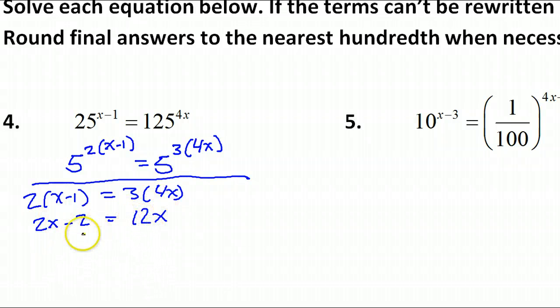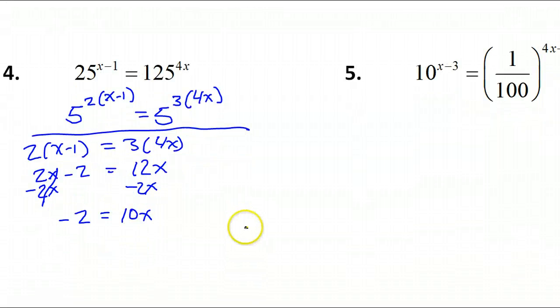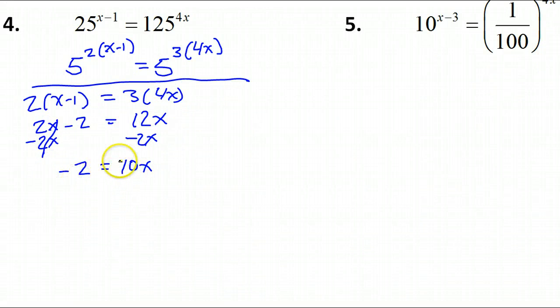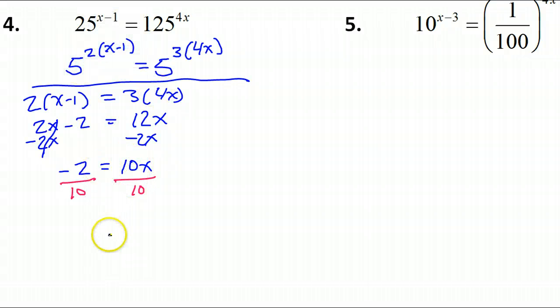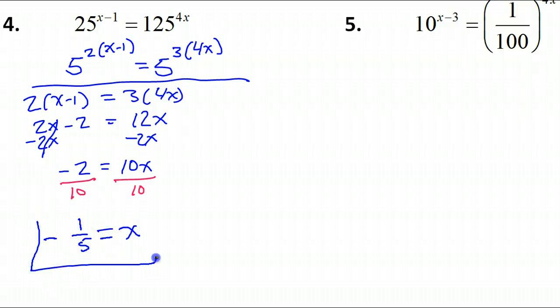Now we need to get these x's together, so I would subtract 2x from both sides. I could have subtracted 12x, but that would leave a 0 over here, and that confuses people. So that gives me negative 2 is equal to 10x. Am I going to divide by negative 2, or by 10? I'm going to divide by 10. I'm trying to get x by itself, so I need to divide by the number with the x. Reduce, so this is negative 1/5. That's your answer for number 4.